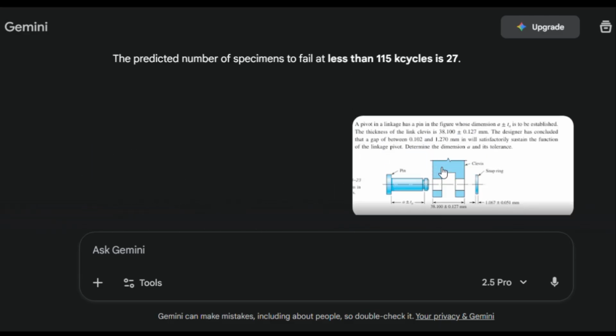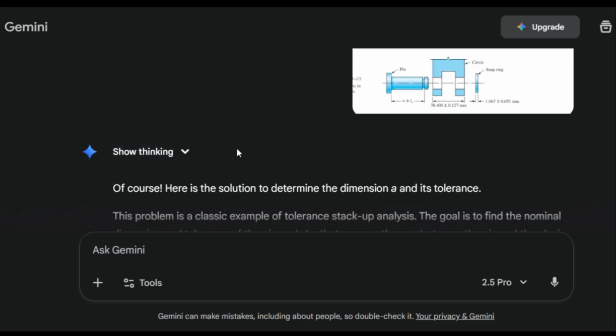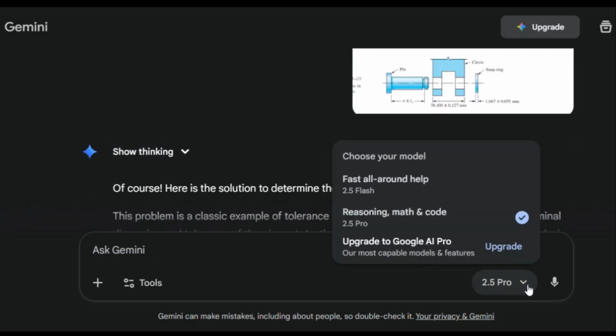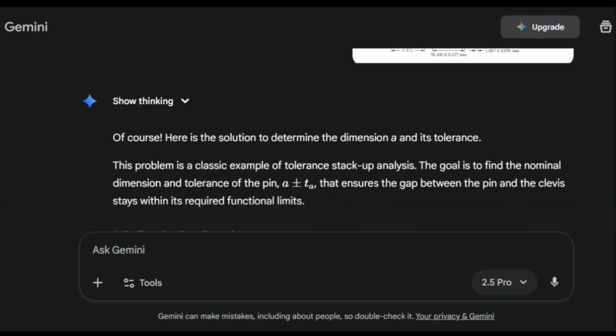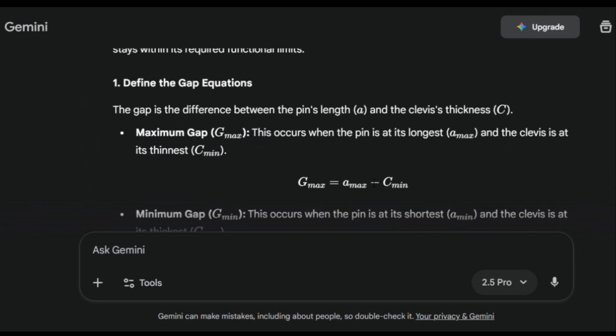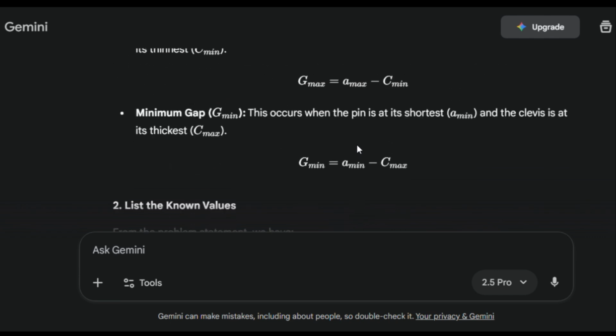Now let's do the same with Gemini. Okay, so we give the task to Gemini as it was given to GPT. This is the input, the problem definition with the sketch. Let's see how Gemini does the calculation.